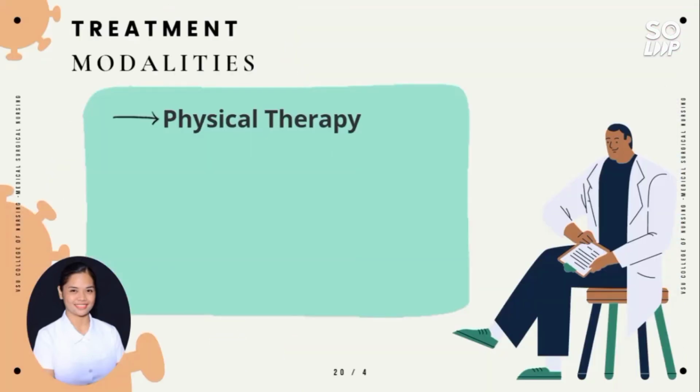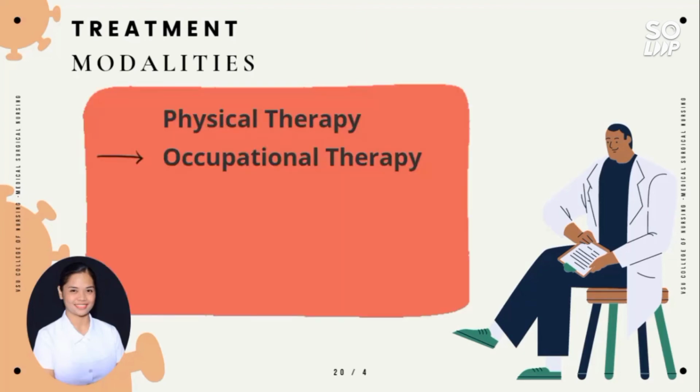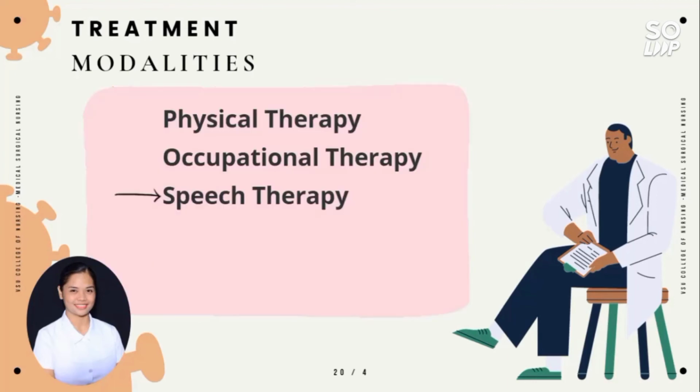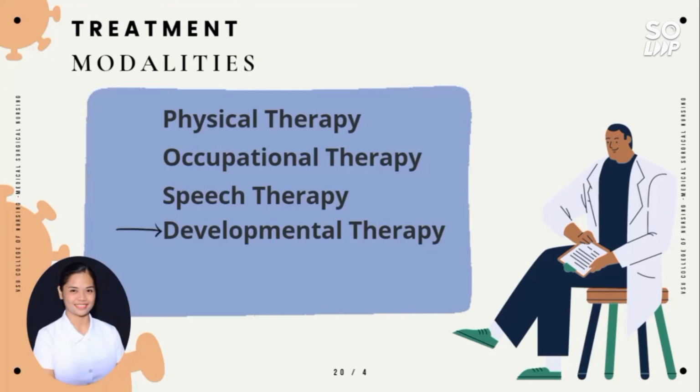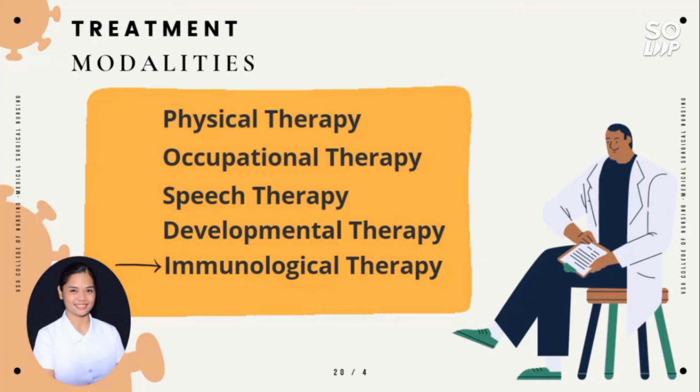So these are the treatment modalities for DiGeorge syndrome. Physical therapy to improve mobility and movement of the client. Occupational therapy to help develop practical and everyday skills. Speech therapy to improve verbal skills and articulation. Developmental therapy to help develop age-appropriate behaviors, social skills, and interpersonal skills. And lastly, immunological therapy.